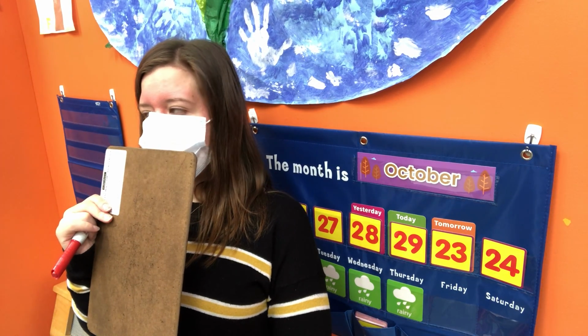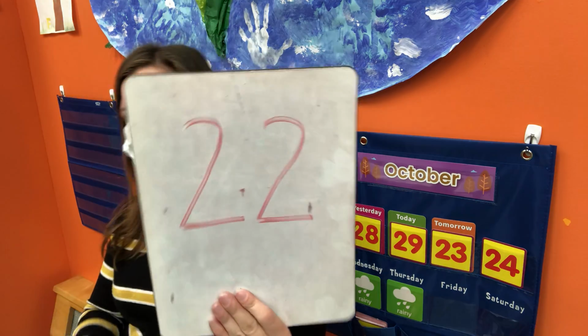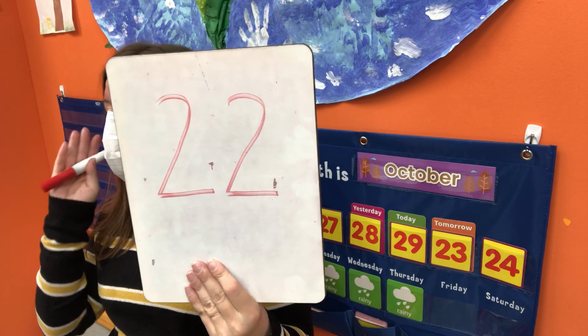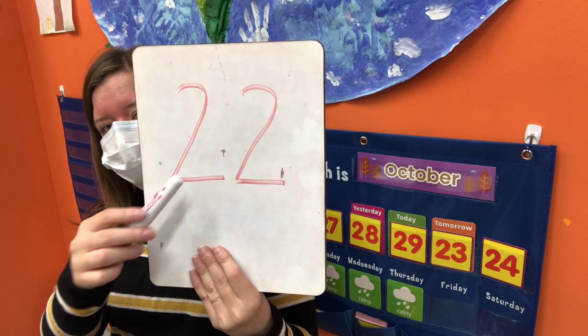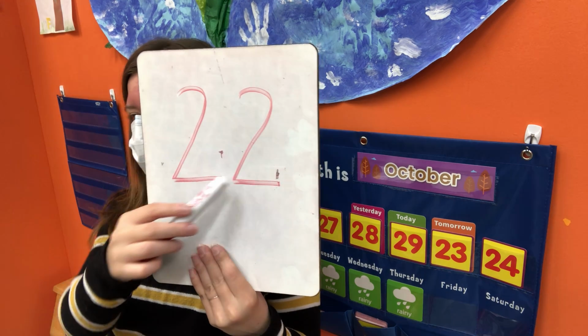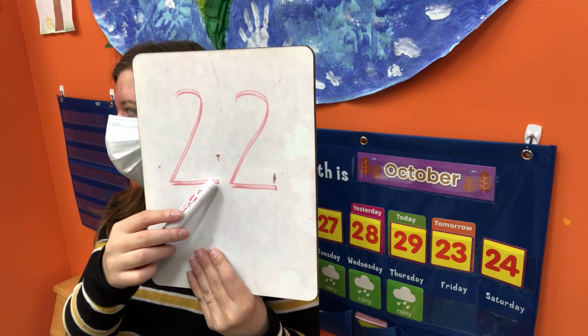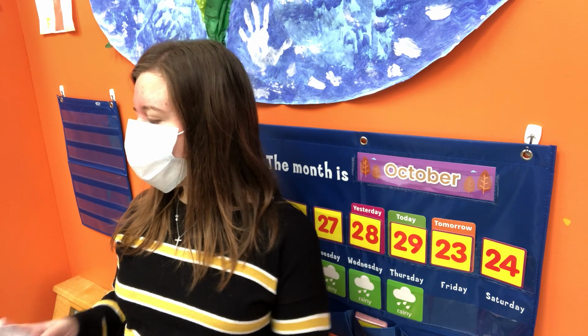Let's see if we're right. Is this 22? Yeah! Oh, nice. So we see a 2 and a 2. Good. A 2 and a 2. Good. My friends, 22.